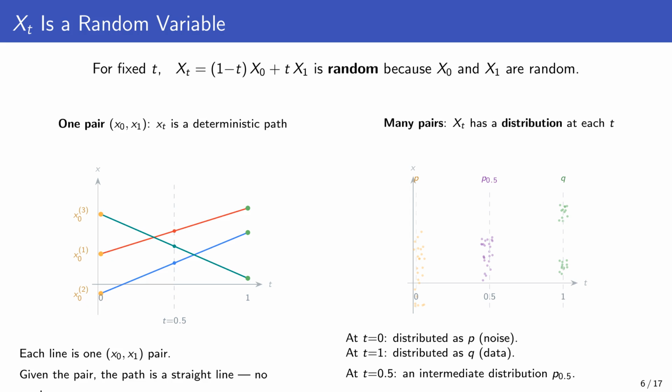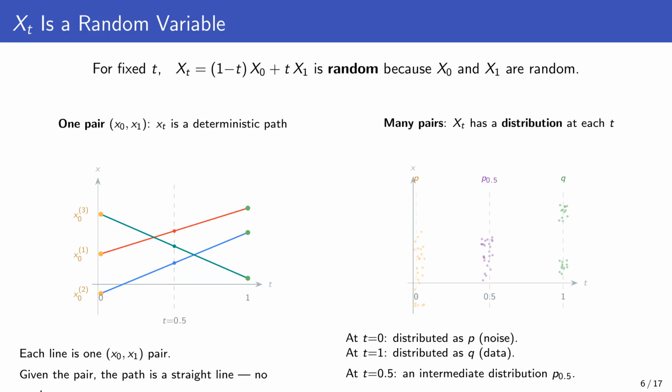At t equals 0.5, each pair gives a specific point on its line. On the right, we see what happens with many pairs at once. At t equals 0, the collection of all x0 values forms a cloud distributed as p, the source distribution.